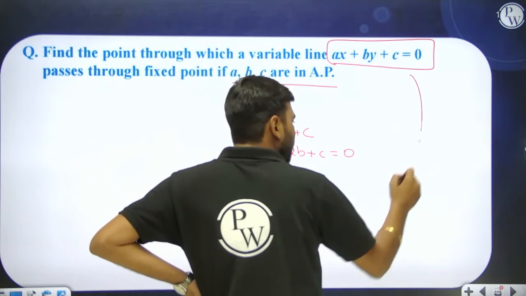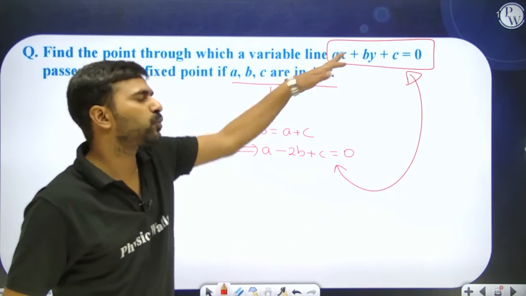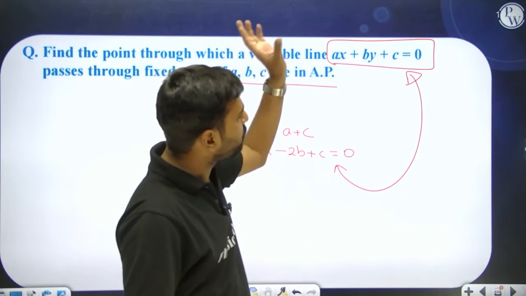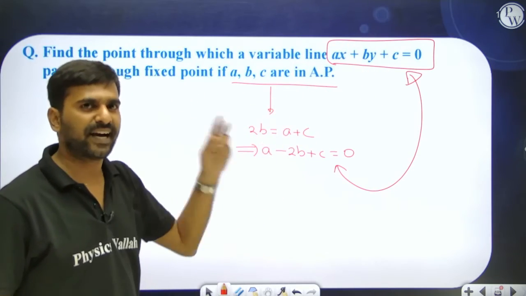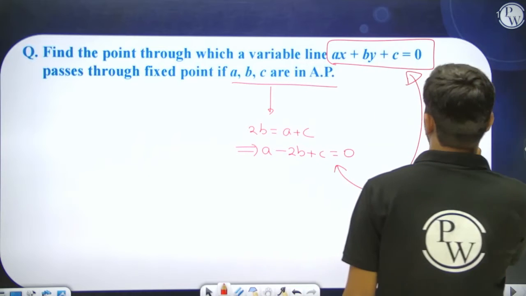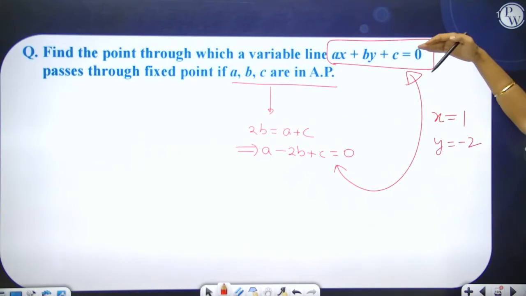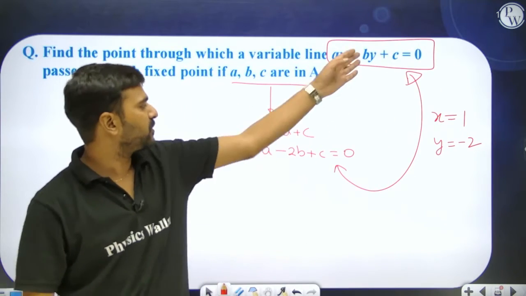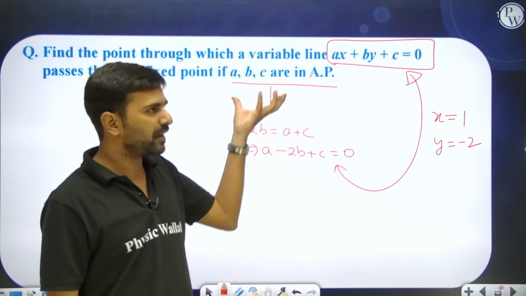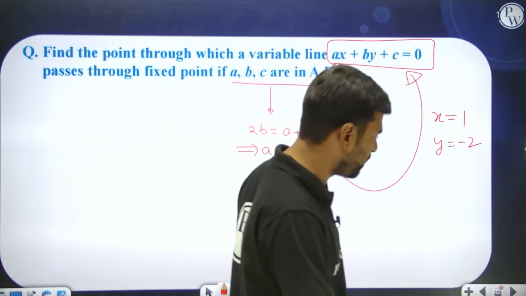Now, if we compare these two things, what should we put in place of x and y so that these two expressions become exactly identical? We need to put x = 1 and y = -2. The moment we put x = 1 and y = -2 over here, the equation becomes this only, which was the given result. So that means this line always passes through a fixed point, that is (1, -2).